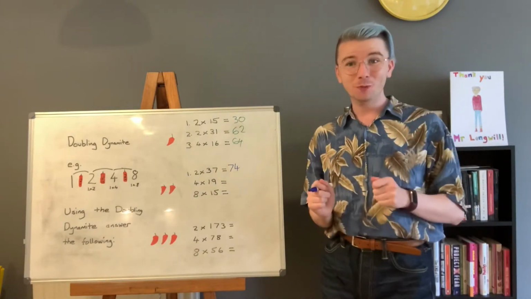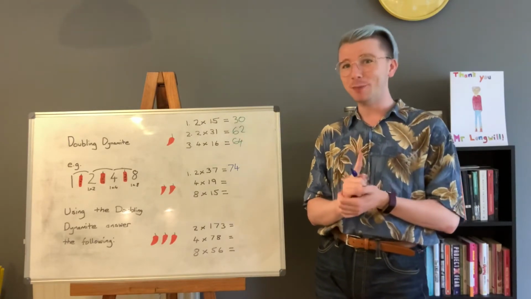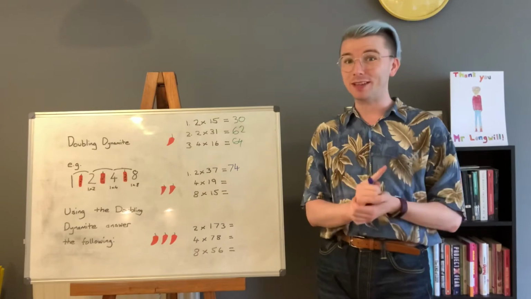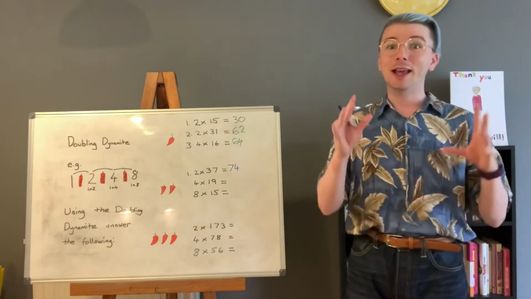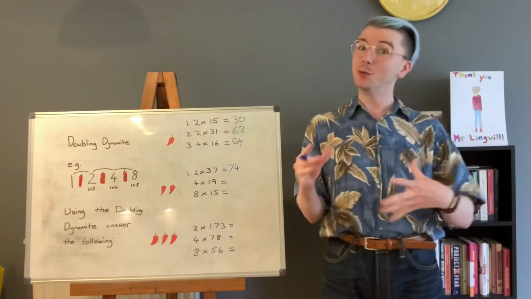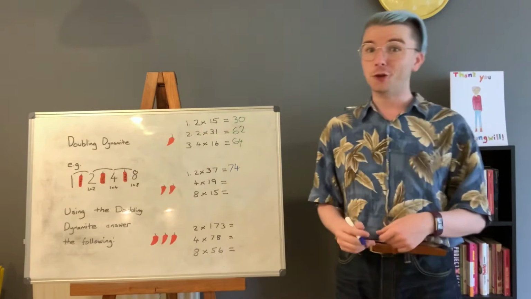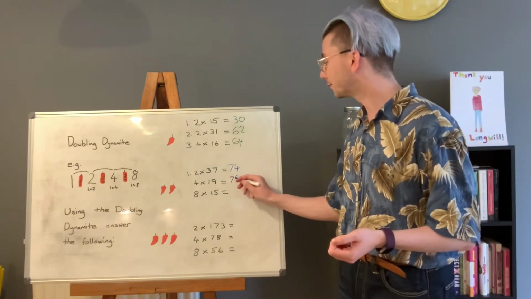In our second problem, 4 times 19, how many times will we need to double? We'll need to double twice. So we double our number and then we double again. So 19 doubled is 38. And then 38 doubled is 76. So 4 times 19 is 76.